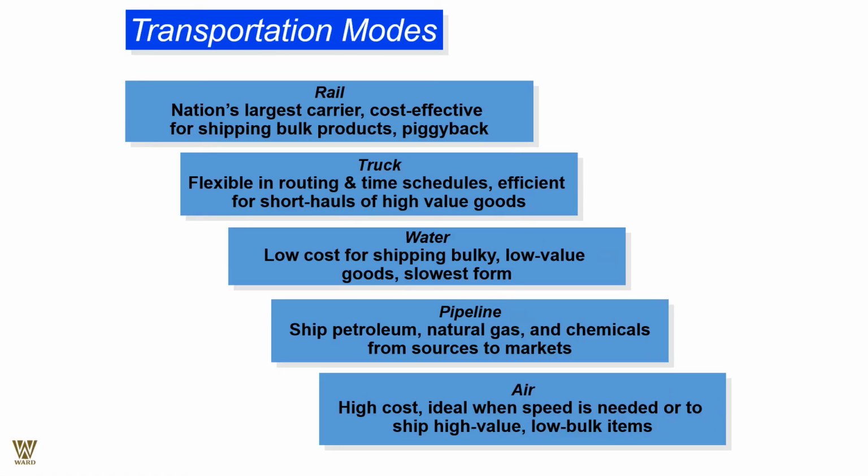So, transportation modes. Rail is the nation's largest carrier. It is one of the most cost effective for shipping bulk products and probably piggybacking onto it. Absolutely, rail is one of the cheapest carriers in average cost per unit. Truck is always flexible in routing and time scheduling, efficient for short hauls of high value goods. Water is the best method. In fact, this is the lowest cost of all for shipping bulky, low value goods, but the only demerit is that it is the slowest form of transport altogether.